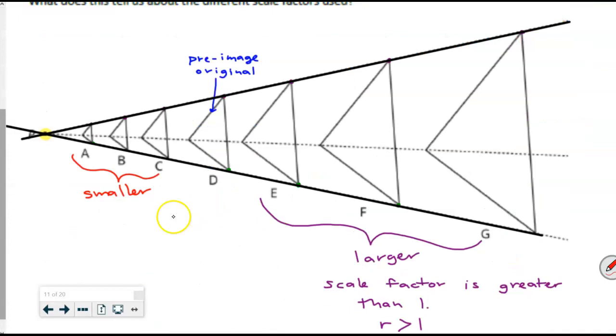Hey, wait a minute. I have these three where they all got smaller. Those are reductions. What do I know about the scale factor of A, B, and C? Go back and discuss with your groups. We just barely highlighted the answer. So if you have been paying attention, you should be able to have a discussion at your tables. Do that now. Ready, set, go.